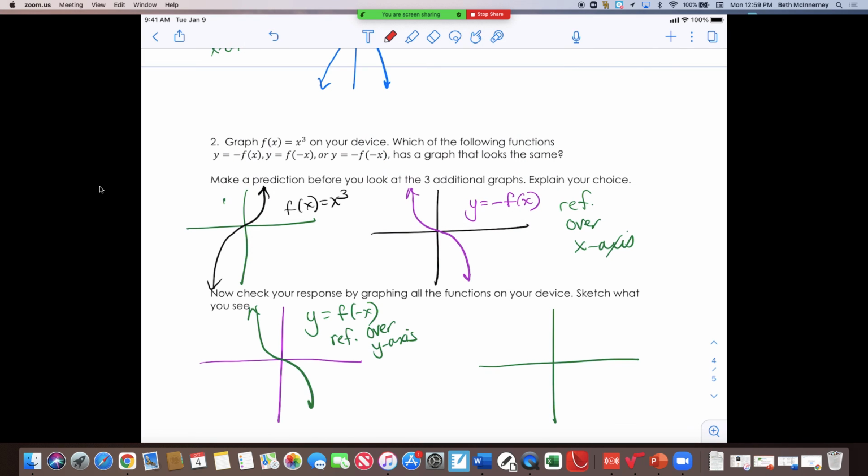All right, so here, let's make our sketch. And this is y equals negative f of negative x. All right, that concludes the notes.